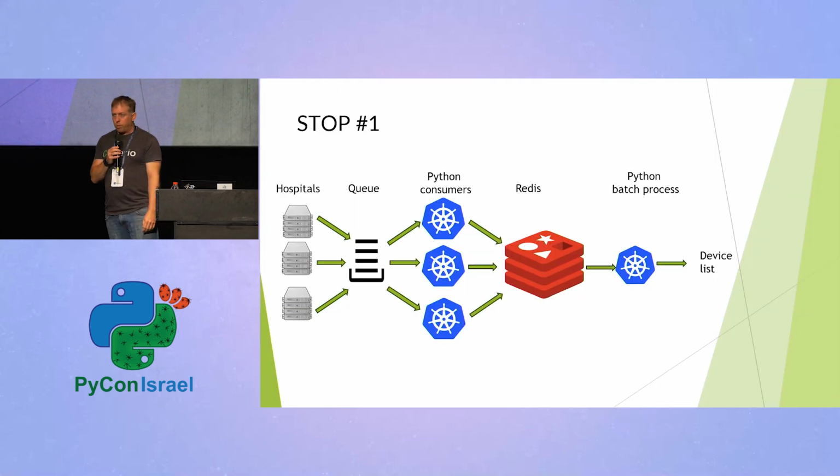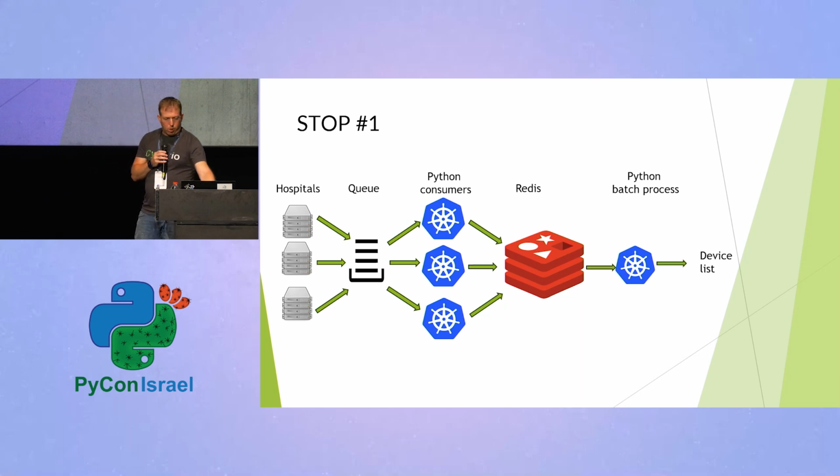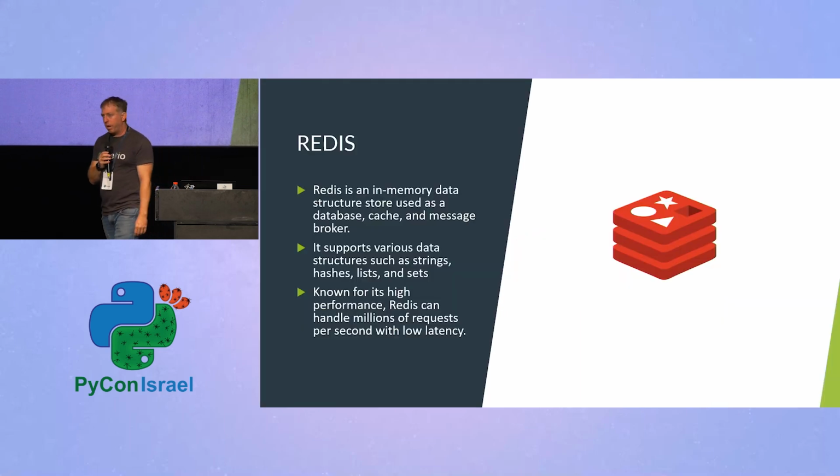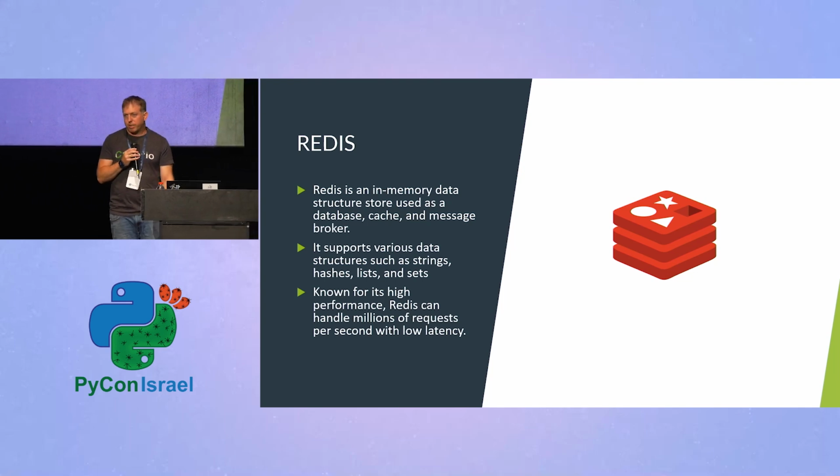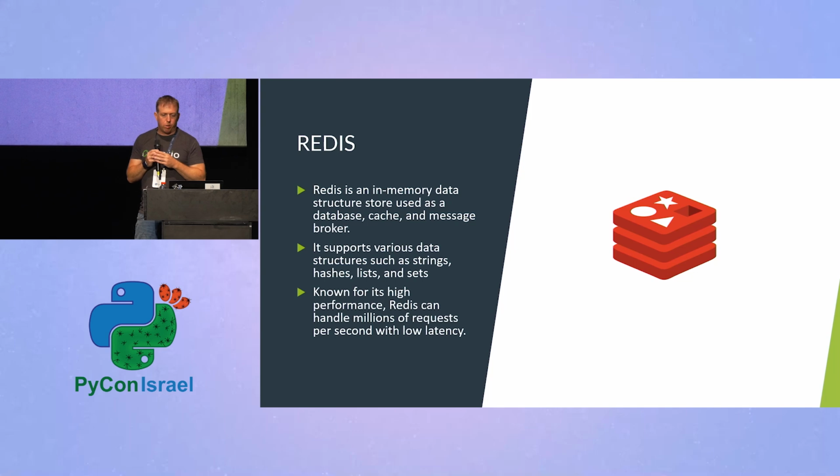So our first stop. First we started with Redis. You probably know Redis. Redis is in-memory data storage. It supports various data types because it's NoSQL data storage. You can store strings and hashes and lists. And it's known for high performance and low latency.